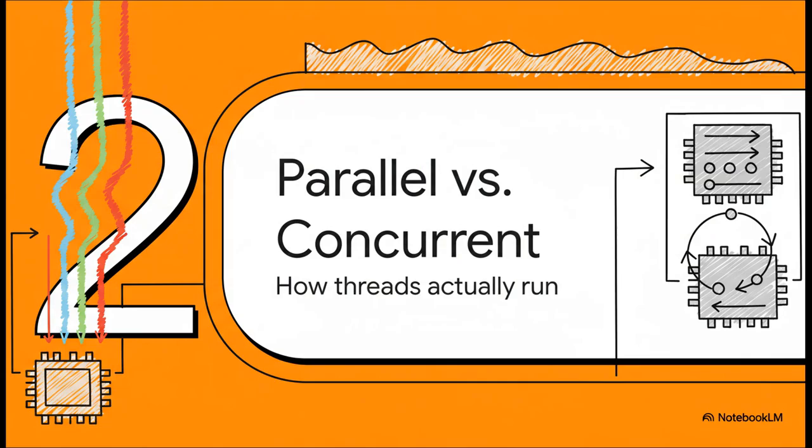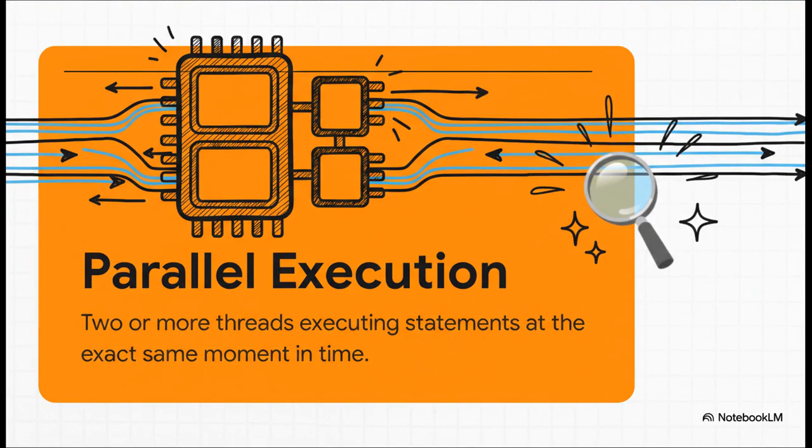Okay, so we've got these multiple lanes of traffic, these multiple instruction streams. But how does the computer actually handle that? How does it run them? Turns out there are two main ways this all goes down. Something called parallel execution and something called concurrent execution. Let's start with parallel execution. Now, this is the dream scenario. If your computer has a multi-core processor, which most do these days, it can literally run code from different threads at the exact same time, like simultaneously. This is true, honest-to-goodness multitasking.